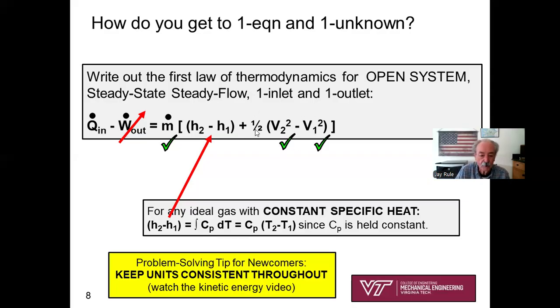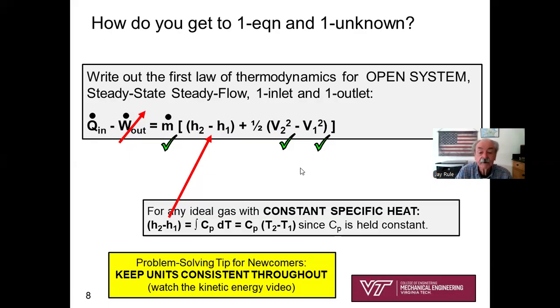And let's check off what we know. M dot given, V2 and V1 given, H2 minus H1. We need that. Well, how will we get that? Oh, we've already planned this out. H2 minus H1 is integral Cp dT. For constant specific heat, we simplify to Cp times T2 minus T1. Cp is a known number. T2 and T1 are given in this problem. It kind of becomes child's play, doesn't it?